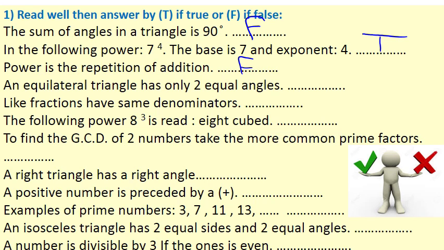Ali, you are not paying attention. An equilateral triangle has only two equal angles. True or false? False. Why? Because an equilateral triangle has 3 equal angles. Yes, Muhammad.